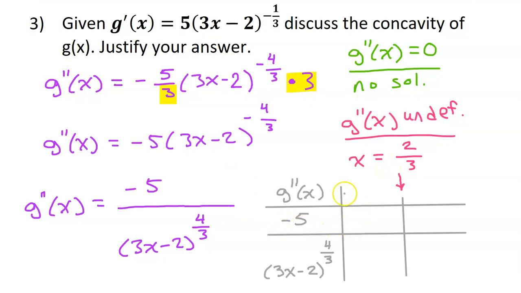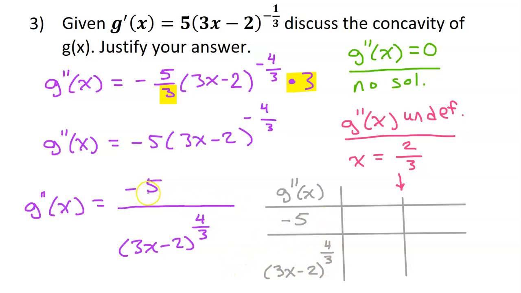So here's my sign chart. Make sure you label it as g double prime. I put a little arrow to show that this is where 2/3 is. And I'm going to have 2 rows on my sign chart. I need a row for the constant and a row for the denominator.